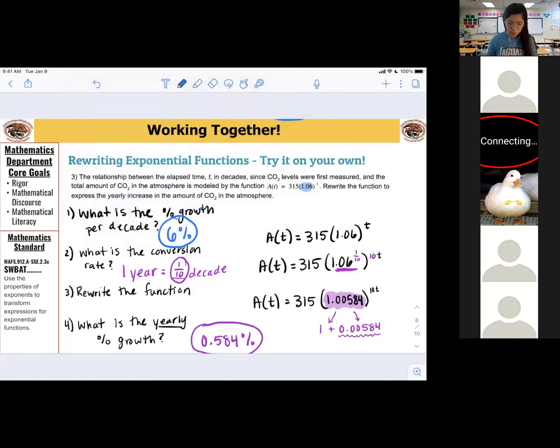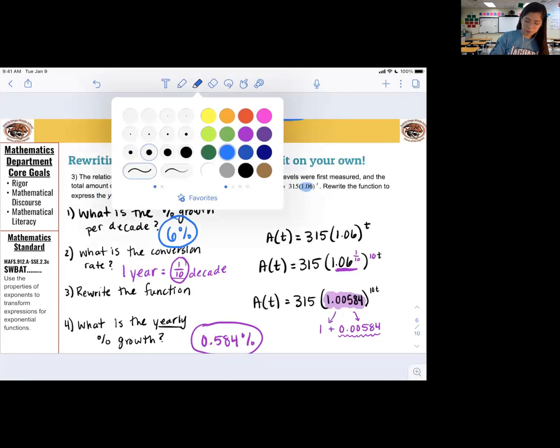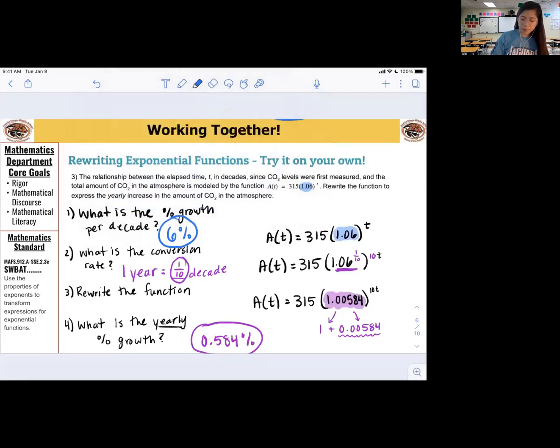Why did I add the 1 in the end? So on the last question, when I'm asking you the percent of yearly growth, remember, this goes with every single one we've done so far. When you're trying to find the percent, you're always breaking down the rate of growth. So let's go back to the original one. 1.06 was my rate, but the percent is when you split it up, you got 1 plus 0.06. 0.06 as a percentage is 6%.